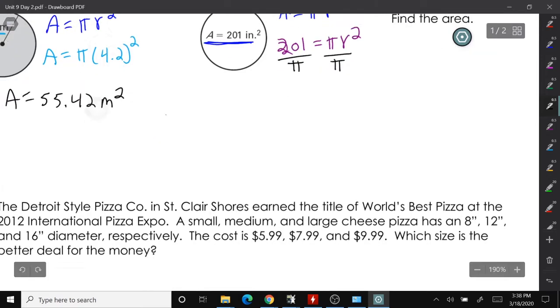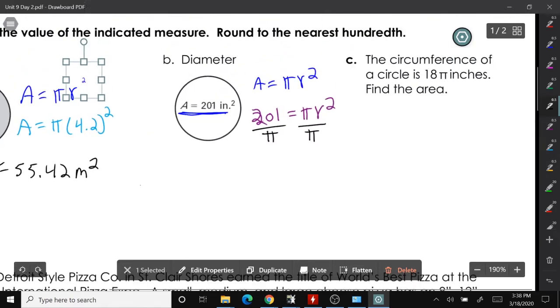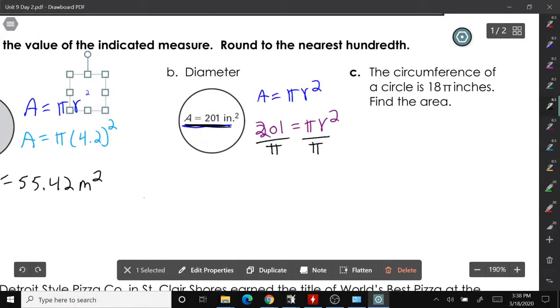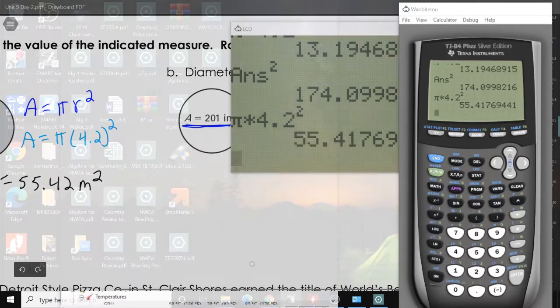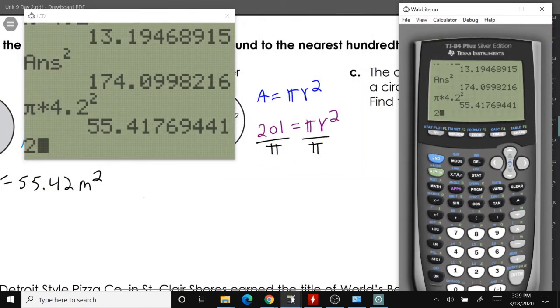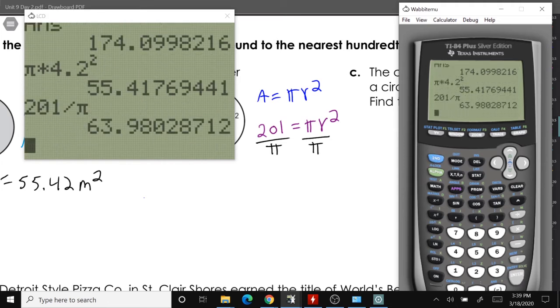And the only thing we have is this area. And the area is what we can use to get the diameter. The area can be used to find the radius, which gives us the diameter. All right, so let's type this into our calculator. I'm going to do 201 divided by pi. So we get 63.98.